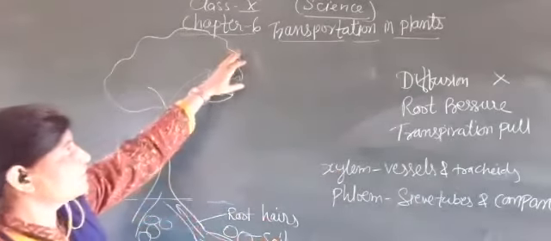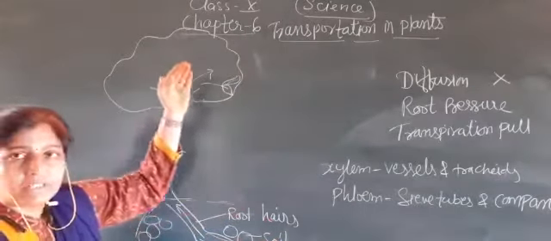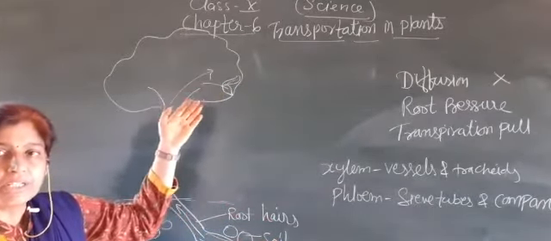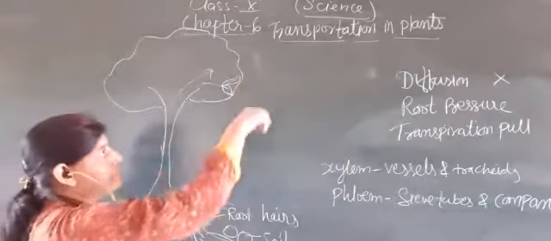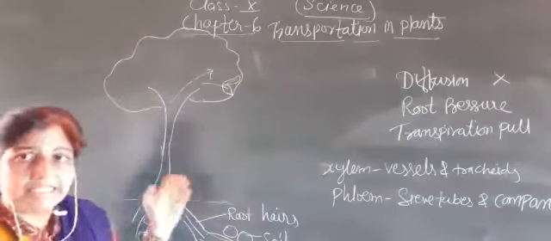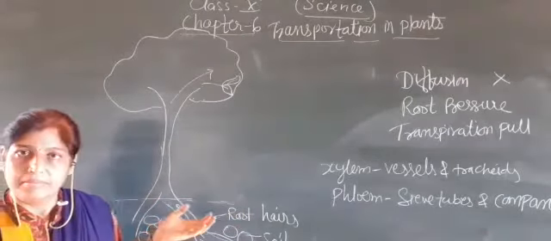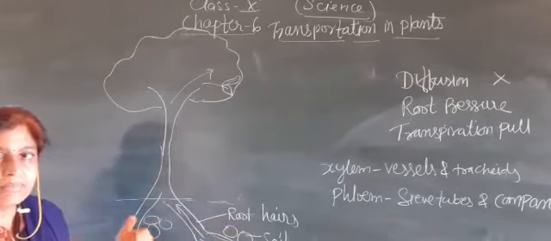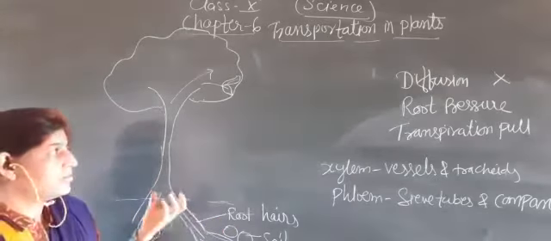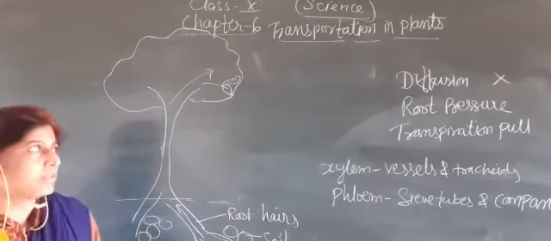Today we are discussing transportation in plants. In the earlier video we discussed transportation in human beings. Here, transportation in plants. What is the need of transportation in any organism? Because material is taken up by the organism from a particular place, so there is a need to transport this material to the different body parts.